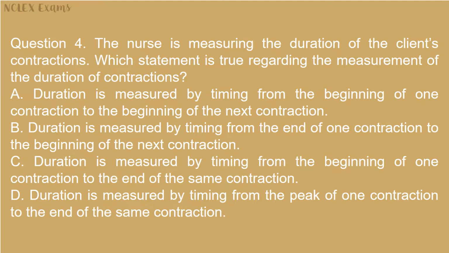Question 4. The nurse is measuring the duration of the client's contractions. Which statement is true regarding the measurement of the duration of the contractions? A. Duration is measured by timing from the beginning of one contraction to the beginning of the next contraction. B. Duration is measured by timing from the end of one contraction to the beginning of the next contraction. C. Duration is measured by timing from the beginning of one contraction to the end of the same contraction. D. Duration is measured by timing from the peak of one contraction to the end of the same contraction.